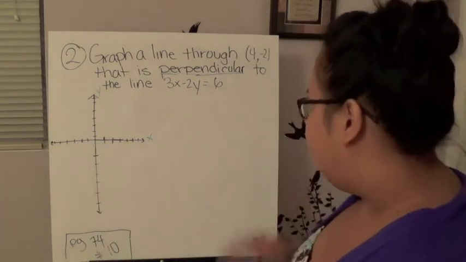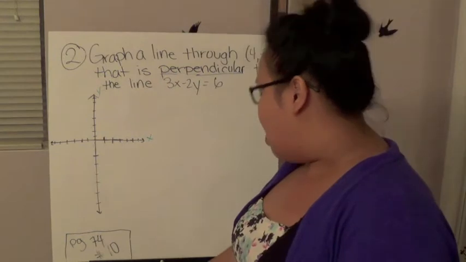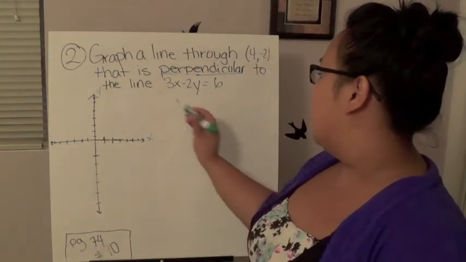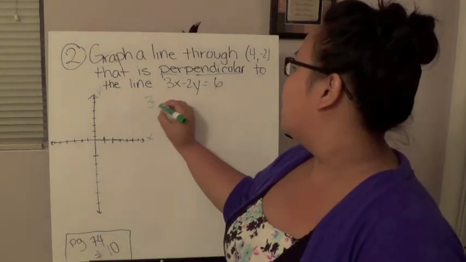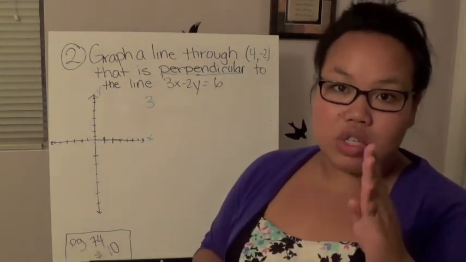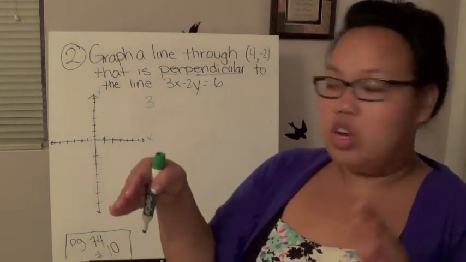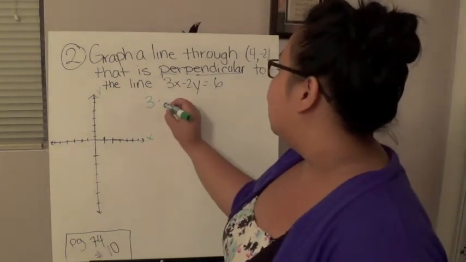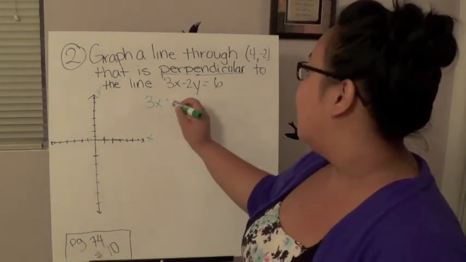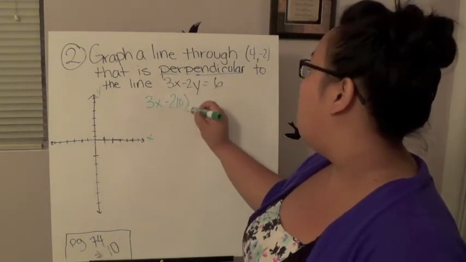Okay, so let's first find the slope of this line. We're going to do this by graphing this line, and we're going to find the intercepts. The first one is the x-intercept, and remember, in order to find a certain intercept, I have to put a 0 for the other variable. So if I want to find x, I have to put the 0 in for y.